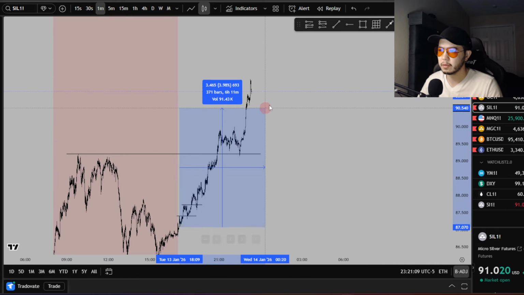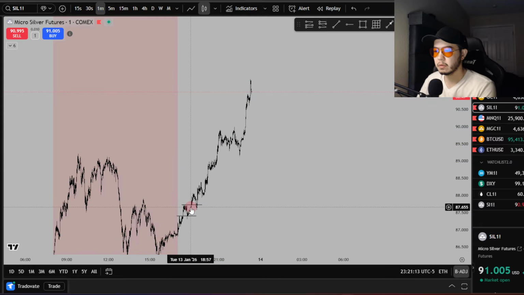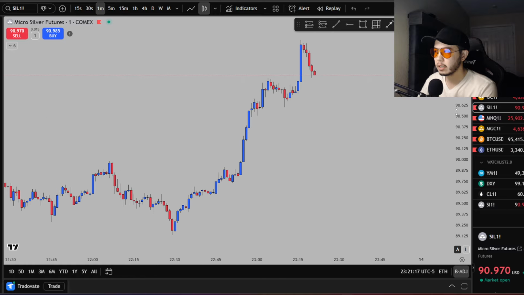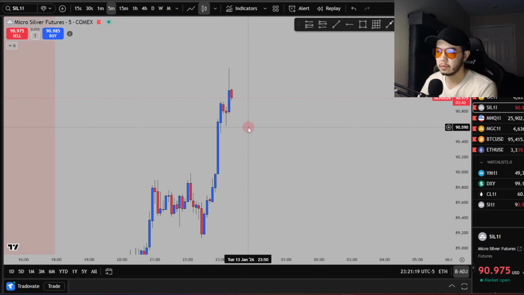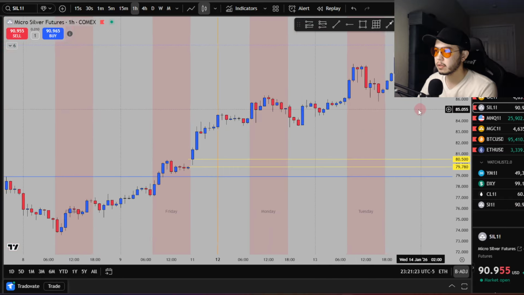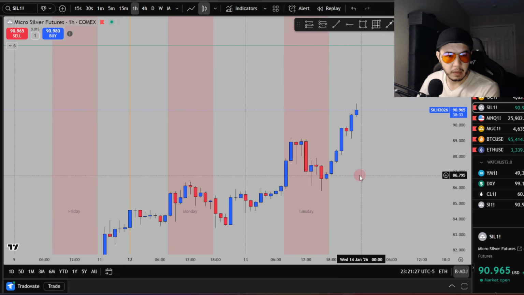If I can see it, it moved 800 ticks. That's insane. On one contract, that's like 4 grand. Just on Asia Open. Yeah, the price action was insane.